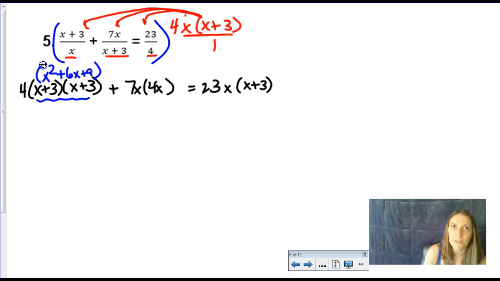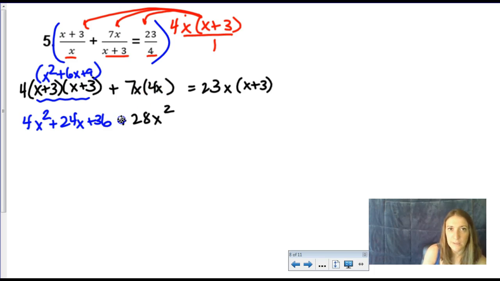You don't want to distribute the 4 to both parenthesis sets, because if you do that, you're actually distributing a 16, because it's 4 times 4. So now I can distribute the 4 and write down 4x squared plus 24x plus 36. And then 7x times 4x is 28x squared. And then 23x times x is 23x squared plus 69x.